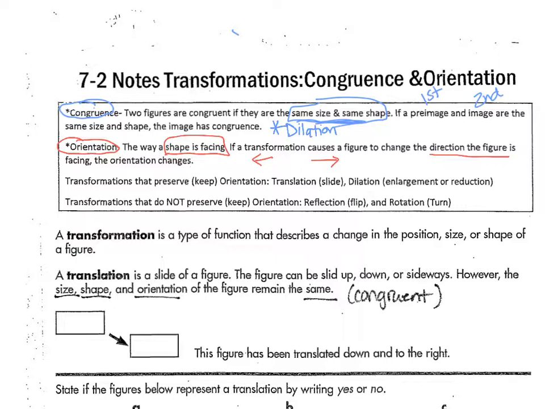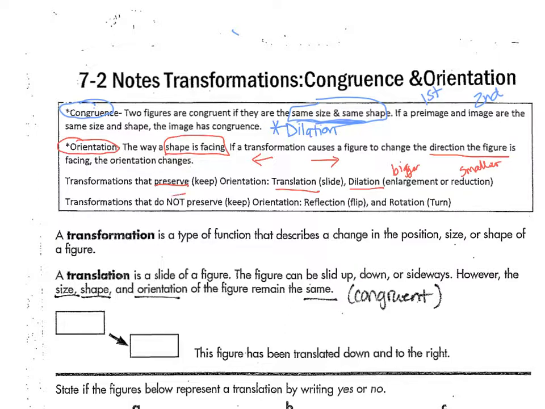That's what that means. So transformations that keep or preserve orientation are translations, which means your shape slides. We'll talk about that in a little bit. And dilation, which we talked about, and that's an enlargement where the shape gets bigger or it gets smaller. So those are the only 2 that keep orientation. They're going to be facing the same direction after they transform.